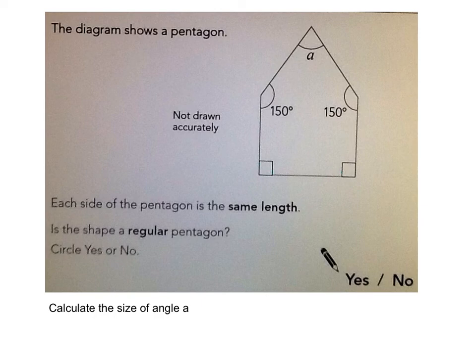So first of all, is this shape a regular pentagon? Well, of course, it is regular in the sense that it's got all sides the same length, 5 sides the same length. But of course, the answer actually is no, on the grounds that it doesn't have equal angles. You can see here we've got right angles at the bottom and angles of 150 degrees here. And so no, of course, it's not a regular pentagon.